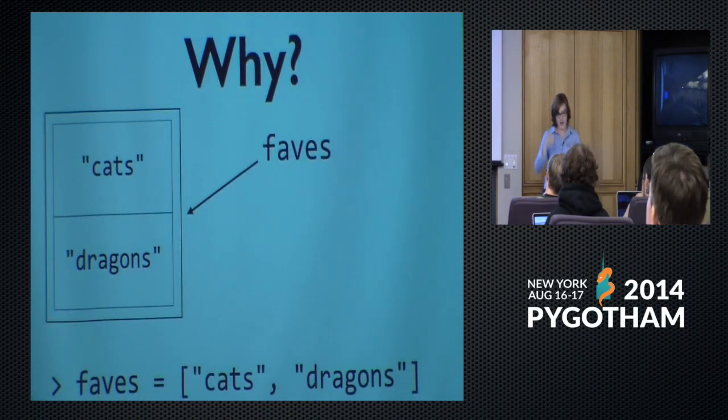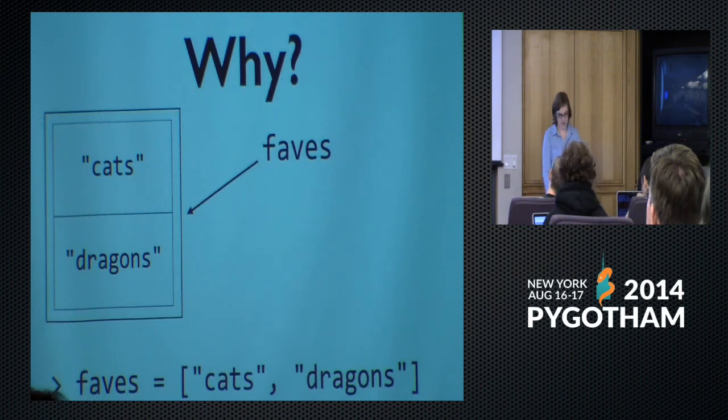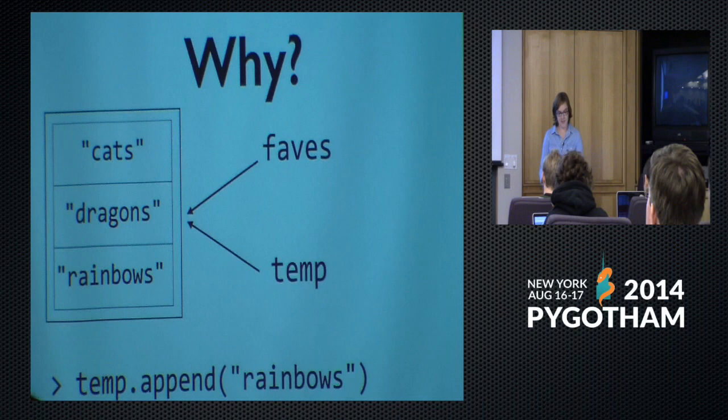So when we define faves and we create this list object, we have this chart over here that is a figure representing the object in memory. We have faves, we point to that object. So then when we say temp equals faves, we're basically just creating an alias that points to that same object, that same list in memory. So then when we append rainbows to that list, we're modifying the only list that exists in memory, and it just happens to be that two names point to it, so faves also gets modified.